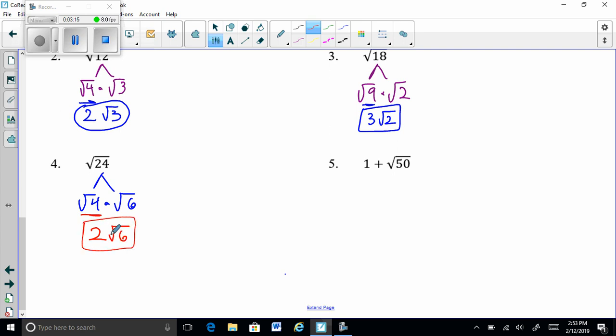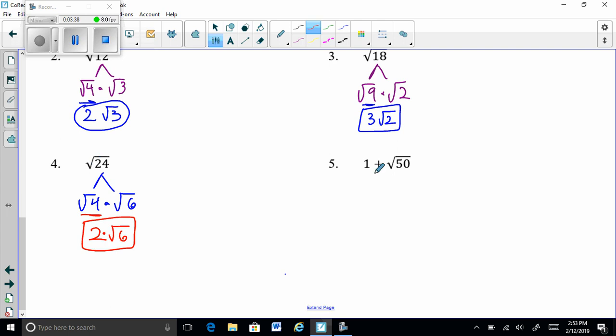So just to make sure we understand this, these two values are getting multiplied together. You don't have to put the symbol there, but just so it's clear, you're left with 2 square root of 6. And if you were to put that in a calculator, that would be the same thing as if you typed in square root of 24. You get the same exact result.